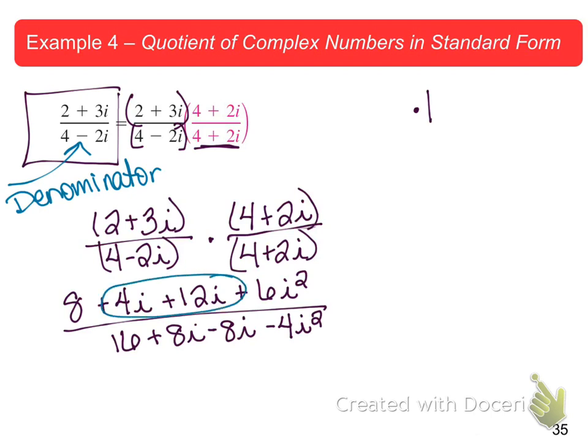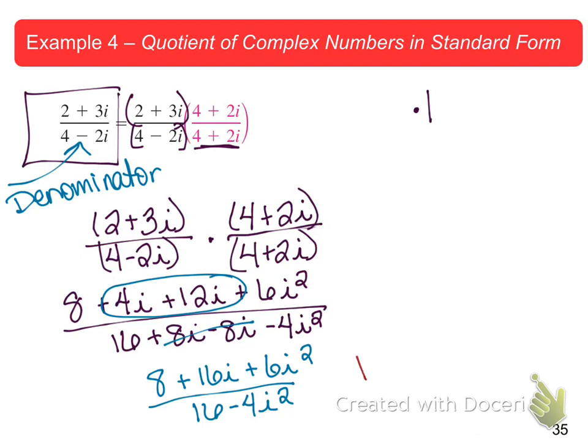These combine. So I have 8 plus 16i plus 6i squared over, these cancel, and I get 16 minus 4i squared. And I cannot tell you how many times students stop right here. Lots and lots of students stop. So I'm going to put a note. Don't stop. You are not done. Do not stop. Okay?